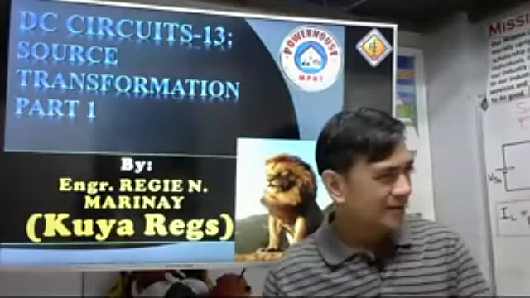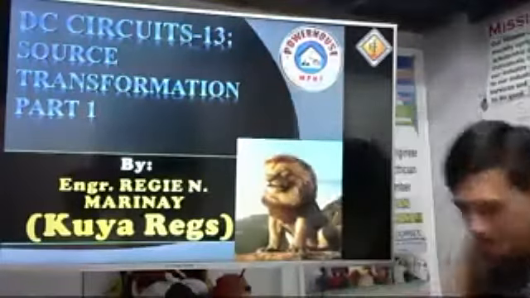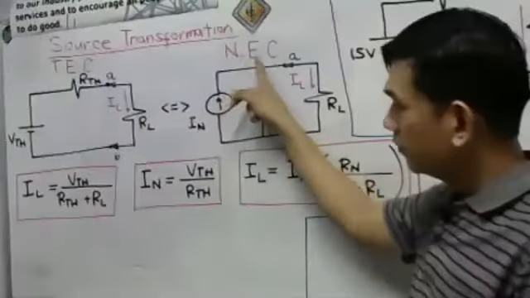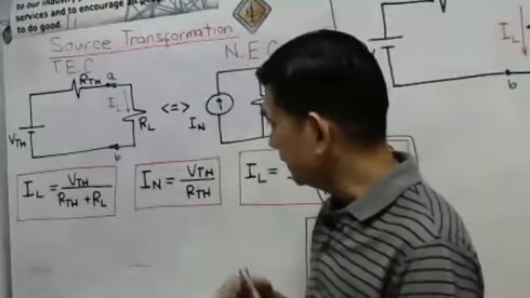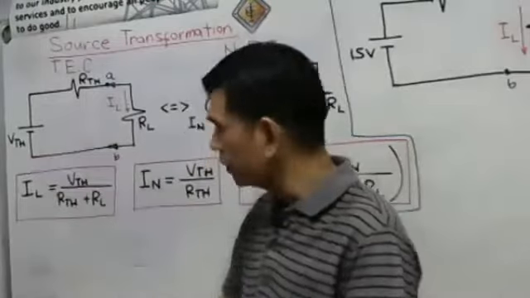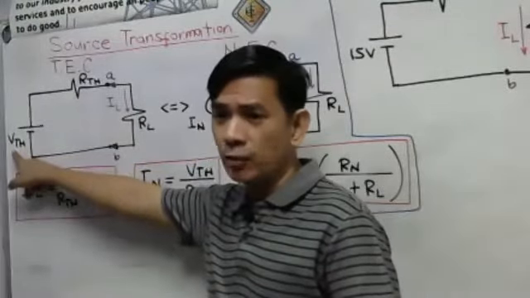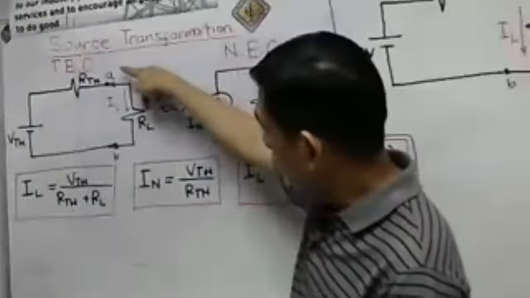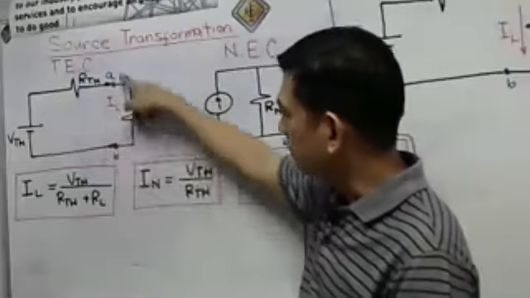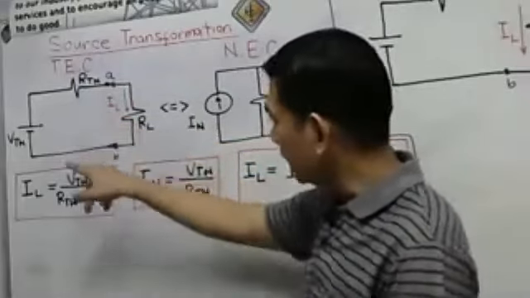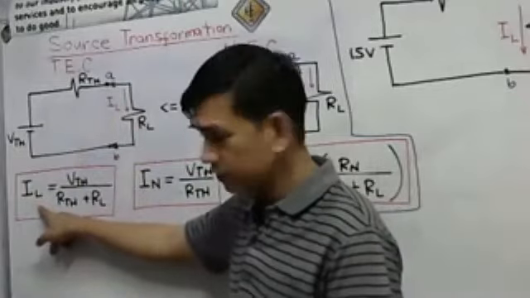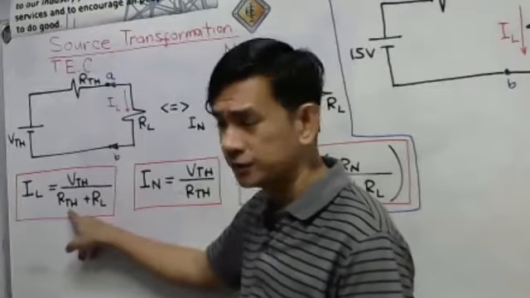Okay, let us discuss now our topic, the source transformation. So let us go on the board. Source transformation actually speaks about the Thevenin's equivalent circuit and the Norton's equivalent circuit, so we can convert these two. The Thevenin's equivalent circuit contains the VTH, or the open circuit voltage, in series with the resistance RTH. These are the two terminals where our load resistance is connected. Our IL is simply, by Ohm's law, VTH over RTH plus RL.